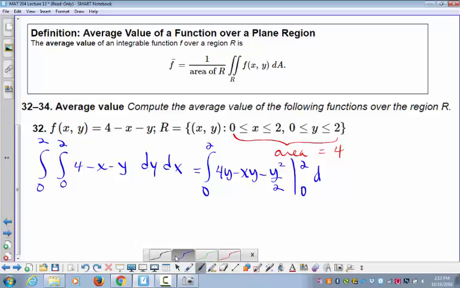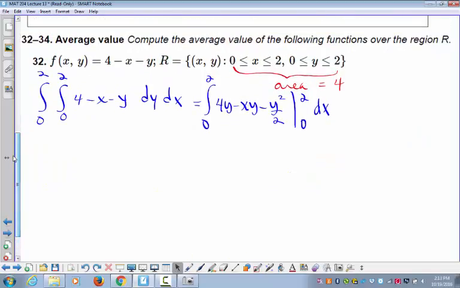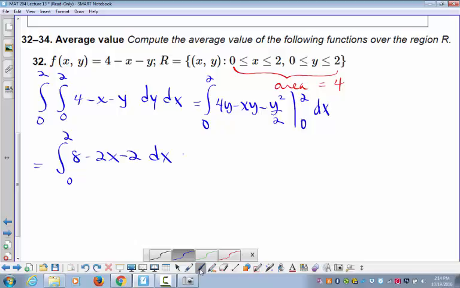0 to 2 dx. Everybody okay with that integral? So now we're plugging those values in for y. The outer integral is still hanging on. Plug in y equals 0 and it's going to go away. So that's cool. We just have to plug in the 2. So we're going to get 8 minus 2x minus 2 dx.